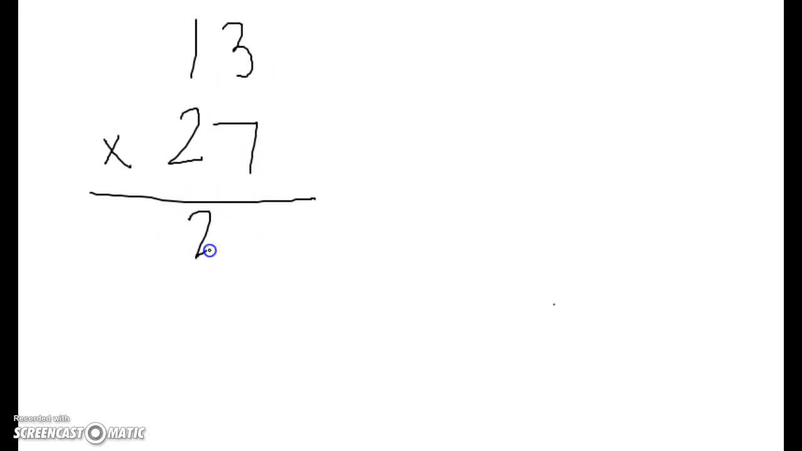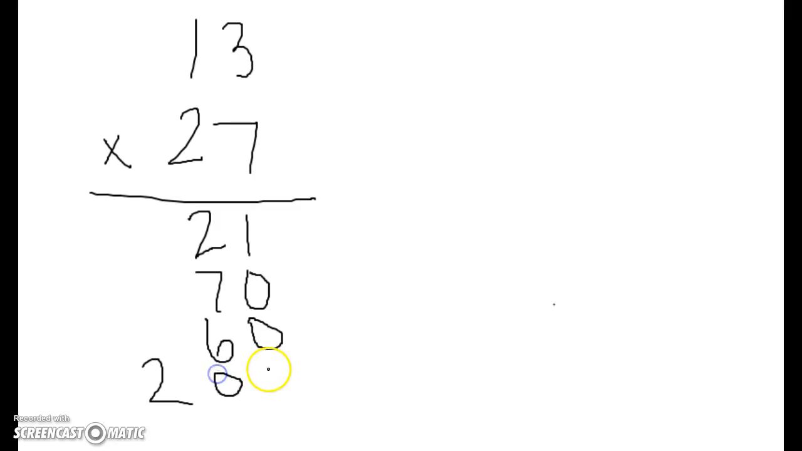7 times 3 is 21. 7 times 10 is 70. 20 times 3 is 60. And 20 times 10 is 200. Now, when I'm adding all these up, I've got 1, 20 plus 70 plus 60. Okay, we're adding all these up together, and you can just add them in your mind at this point. Or 7 plus 6 is 13, plus 2 is 15, but because we're dealing with tens, it's 150.